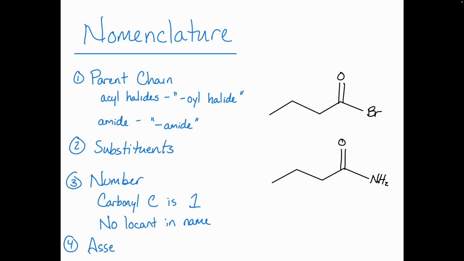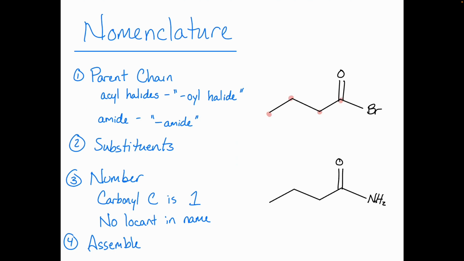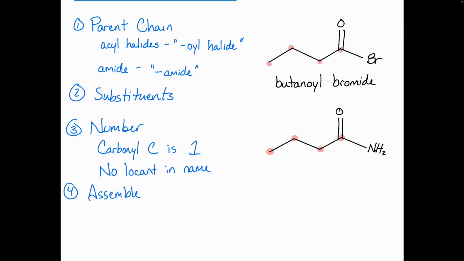And then we're going to put it all together. This acyl halide is specifically an acyl bromide, right? We have to specify our halogen. So this one here with its 1, 2, 3, 4 carbons in its parent chain would be butanoyl bromide. Our amide example here has these 1, 2, 3, 4 carbons, and so this would be butanamide.